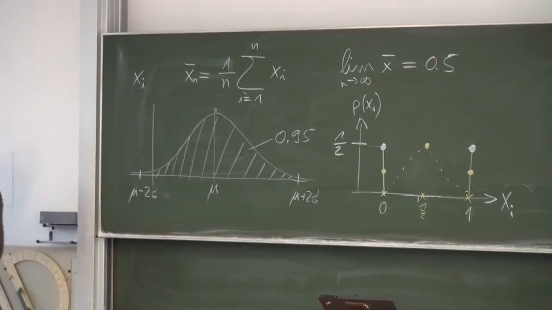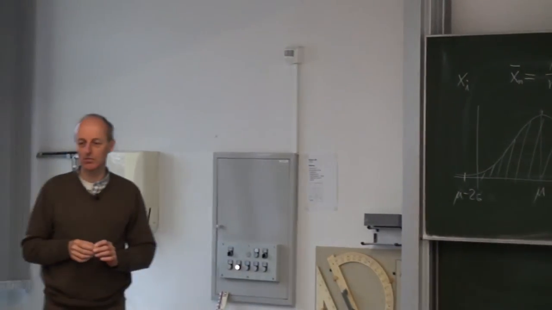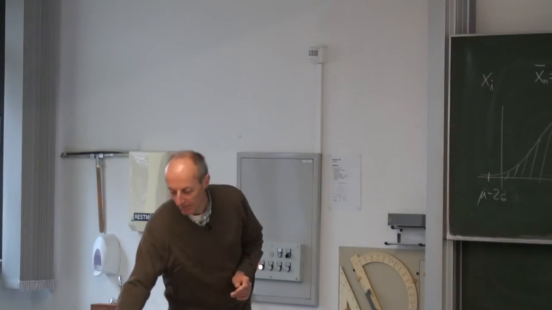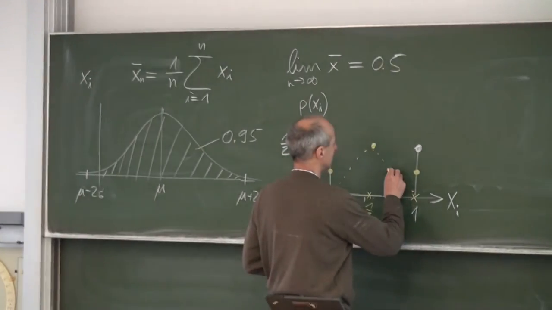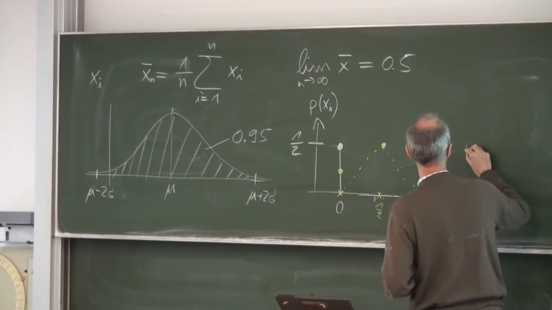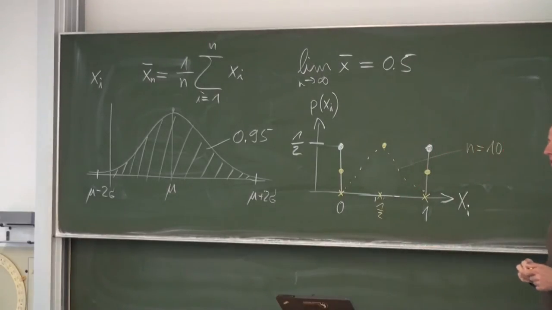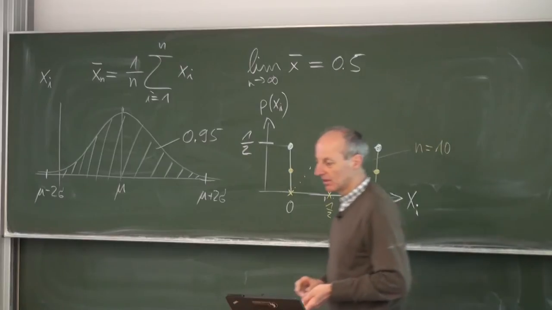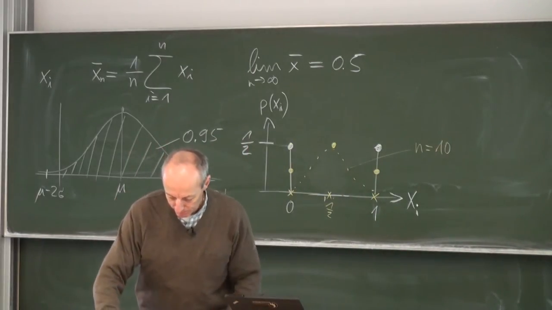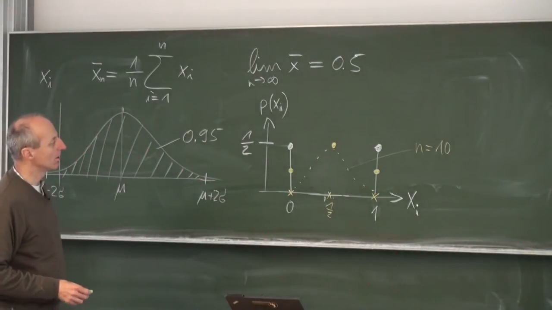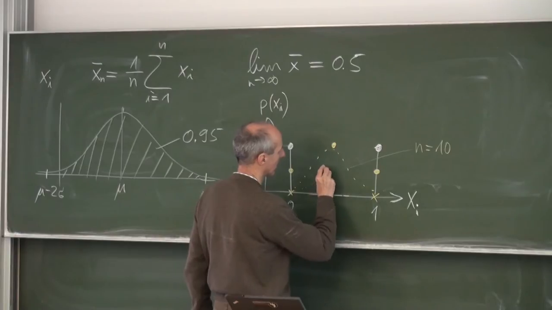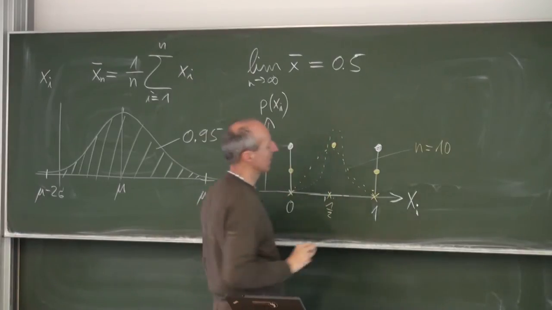Okay, but still, this is not what we need. Do you remember something else from this central limit theorem? So, I don't know, maybe for n equal 10, the discrete distribution looks like this. And now for, let's say, n equal 40, it may look like this.